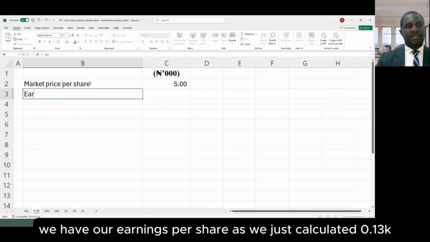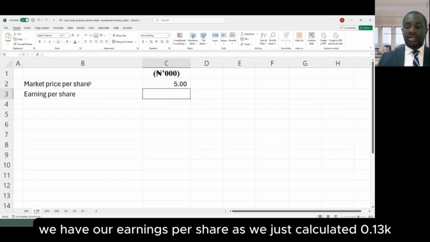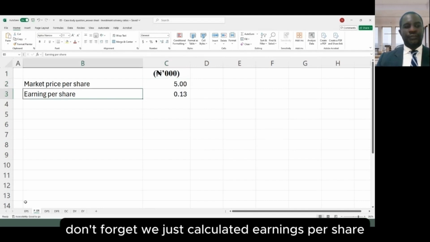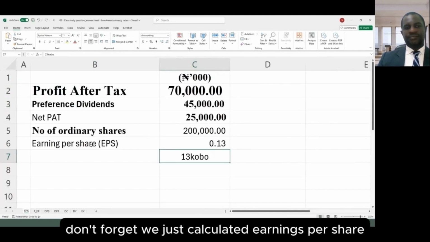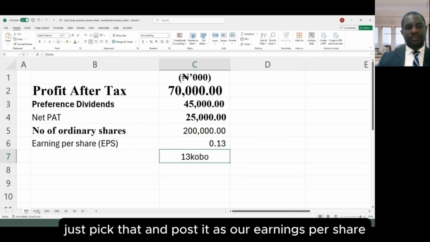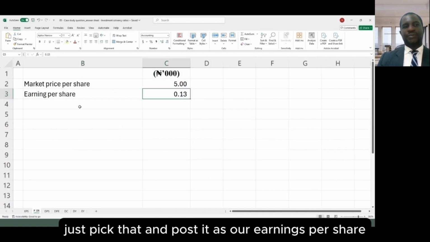We have our earnings per share as just calculated, 0.13, which is 13 kobo. Don't forget, we just calculated the earnings per share. We have 13 kobo as our earnings per share. So just pick that and post it as our earnings per share.